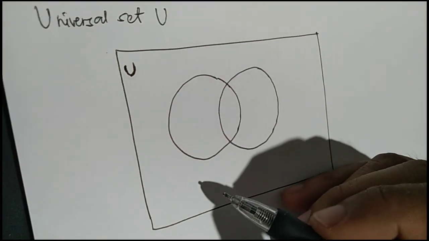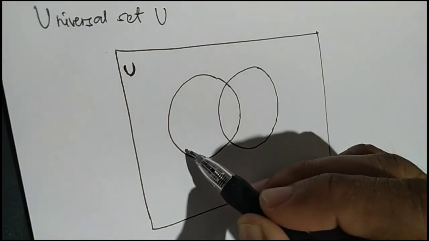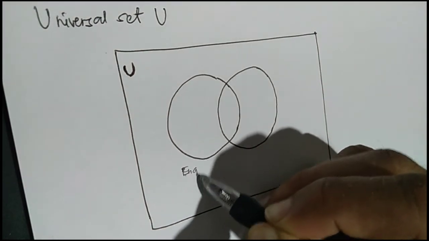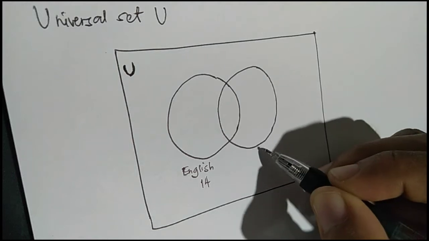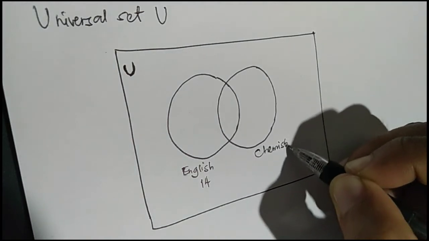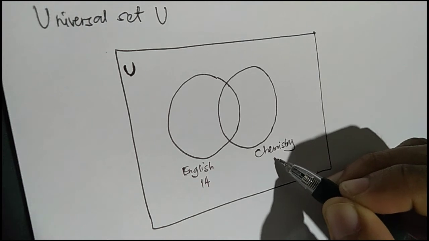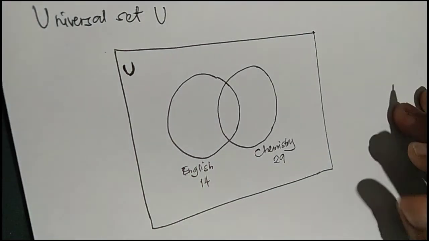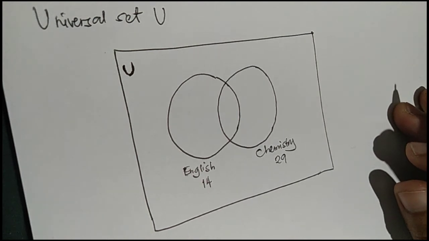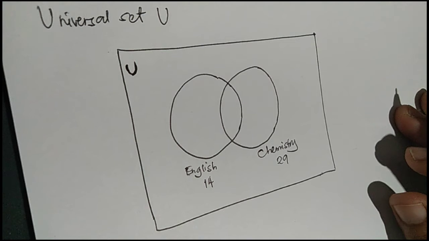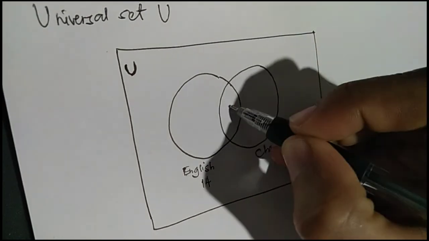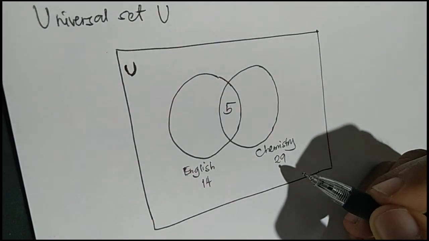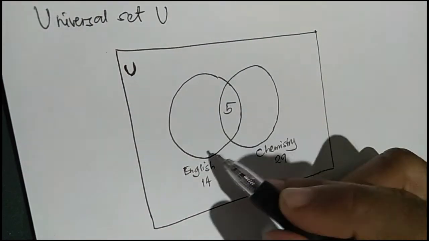Indicate or label the total in each circle. For the first circle, this is your English composition, and you have 14 students. For the other circle, chemistry, you have 29 students. The third step: 5 students are taking both English and chemistry classes, so put 5 at the middle of the overlapping circles.